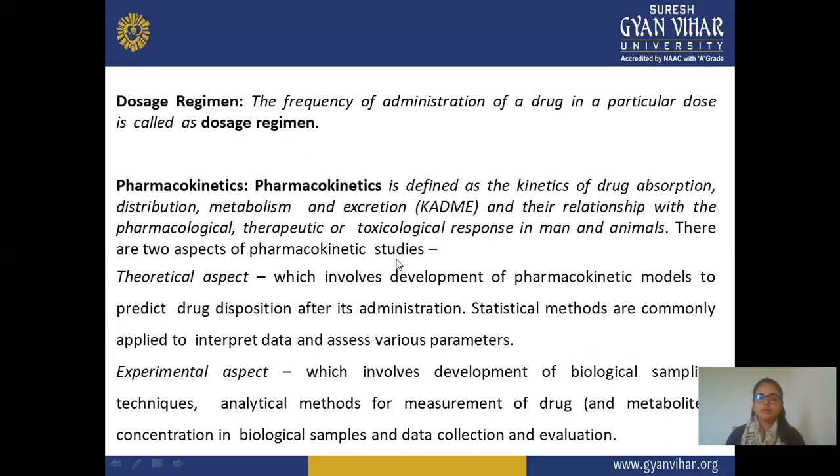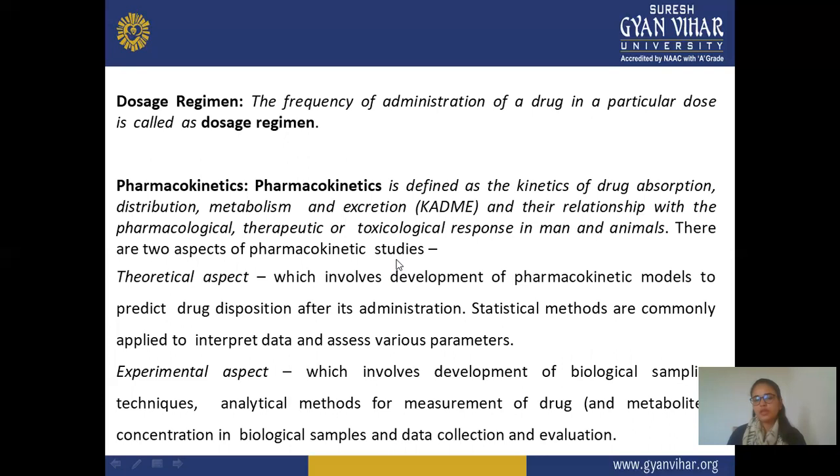In experimental aspects, which involve the development of biological sampling techniques, analytical methods for measurement of a drug and metabolite concentration in biological samples, and data collection and evaluation. So in the experimental aspect, there are different parameters that you check or develop.